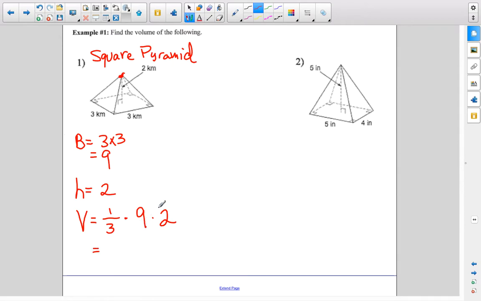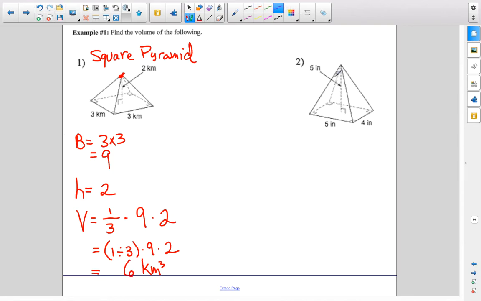So we could do 9 times 2 divided by 3, or 9 divided by 3 times 2, or you could put in your calculator 1 divided by 3, close the parentheses, times 9 times 2, and whatever way you do it, we should be getting 6, and this is volume, so we're going to say kilometers cubed. Let's make sure we can all get that same answer, 6.